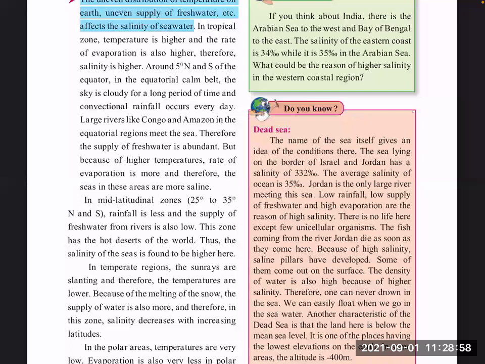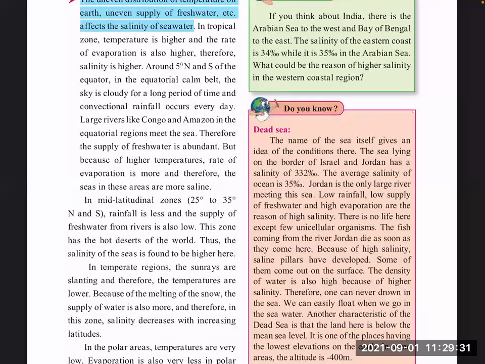The salinity of the eastern coast is 34. I explained, the eastern side is 32. There is a 32. Here they have put 34. But the western side is 35. How is it possible? Because the western coast doesn't have any fresh water supply. But the eastern coast, nearer to the Bay of Bengal, has plenty of fresh water supplies like the Ganga River, Krishna, Godavari.